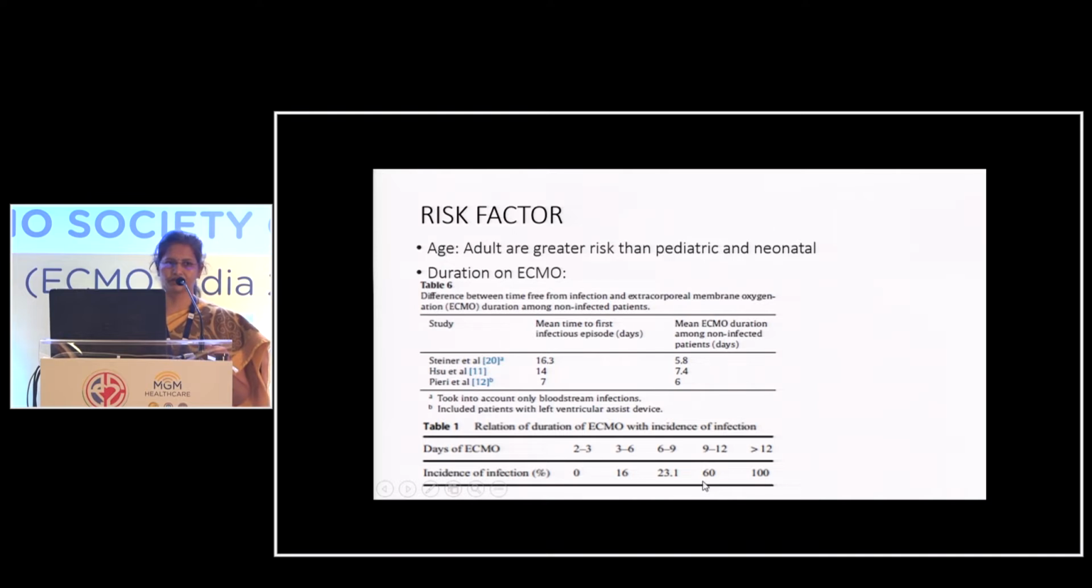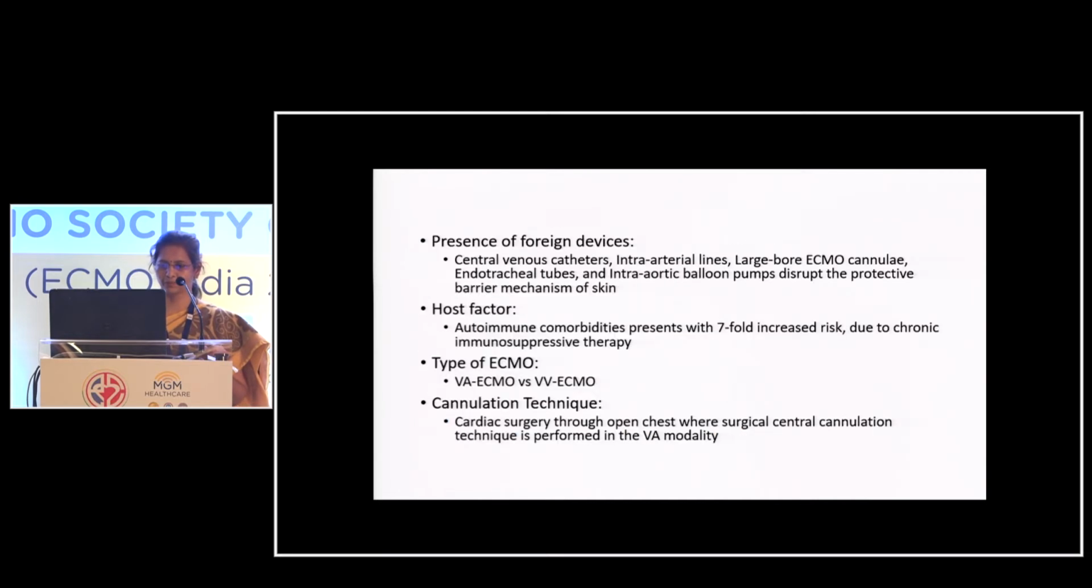Risk factors: the risk of infection on ECMO increases with age. Adults are at greater risk than the pediatric. Duration of ECMO: the mean time to first infection episode is around the second week, whereas in non-infected patients, ECMO was weaned by the first week. The relationship between ECMO and infection is directly proportionate to each other. The more the days of ECMO, the more the incidence of infection increases.